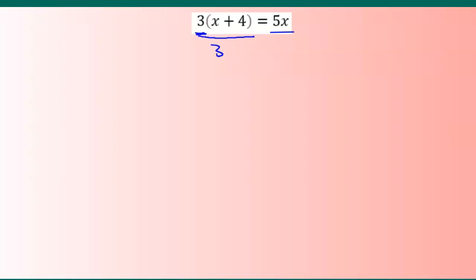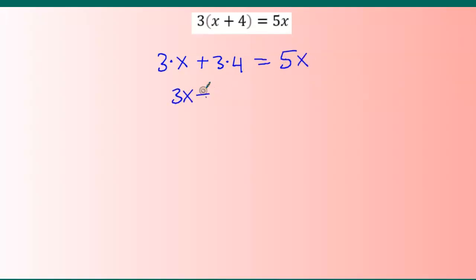So here, the best way is that we are going to distribute. So it's going to be 3 times x. You bring your plus and 3 times 4, which equals 5x. You get your 3x plus 12 equals 5x. Now, at this point, we are in the same situation as with the previous question.